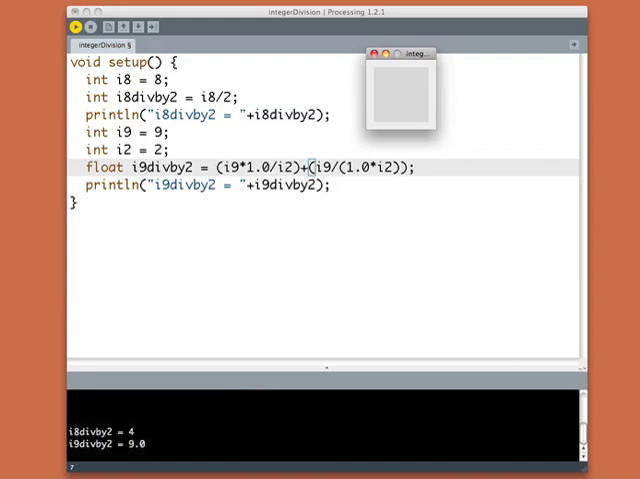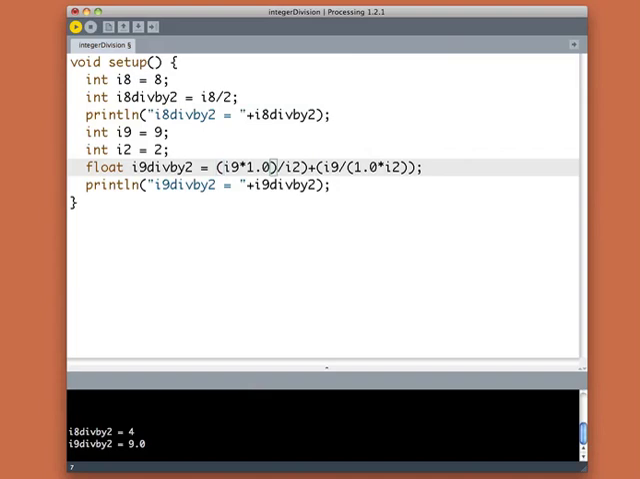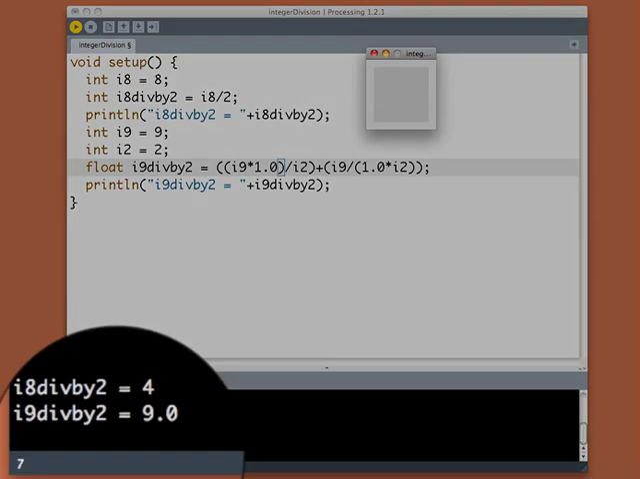So just for clarity, I will put parens around this guy on the left-hand side. So now both of these are doing the same thing. They're both computing I9 divided by I2, but they're getting a floating point number in there somewhere. So if I run this, I should now get 9.